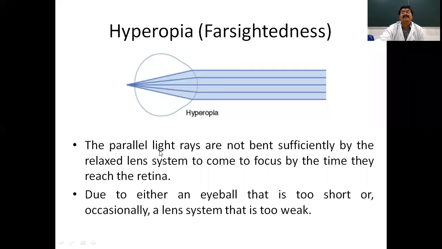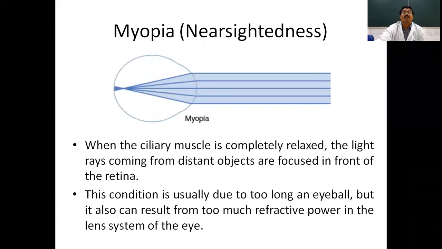The parallel light rays are not bent sufficiently by the relaxed lens system to focus on the retina. This is due to a too short eyeball or a weak lens system. This can be overcome by increasing the contraction of the ciliary muscle, which causes accommodation and allows seeing distant objects. Myopia is also called nearsightedness, where the ciliary muscle is completely relaxed. The light rays come to form a focus in front of the retina.